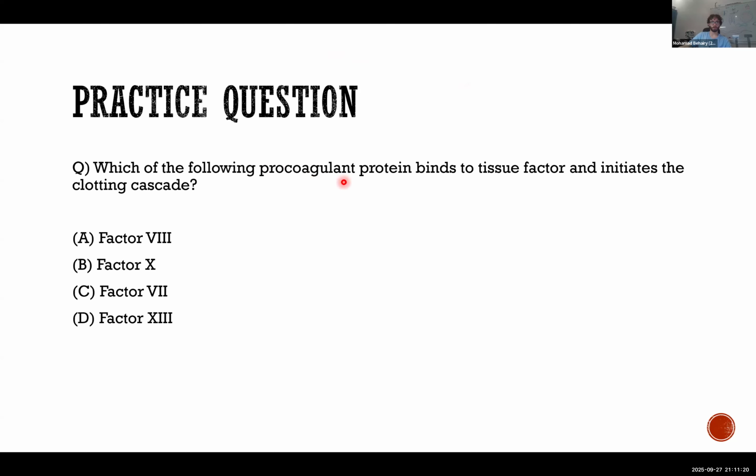Which of the following procoagulant proteins binds to tissue factor, which is factor 3, and initiates the clotting cascade? That is the extrinsic pathway. Yeah, absolutely. The answer is C. 7 and tissue factor come together, they start the extrinsic pathway.